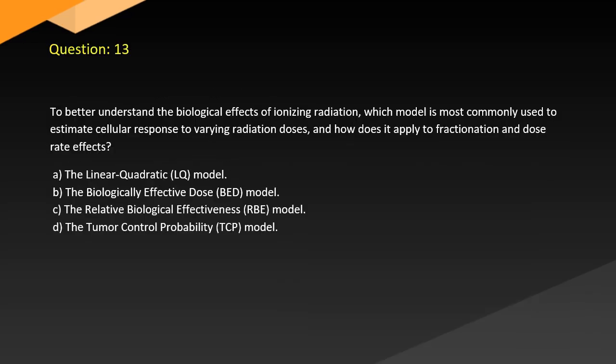Question 13. To better understand the biological effects of ionizing radiation, which model is most commonly used to estimate cellular response to varying radiation doses, and how does it apply to fractionation and dose rate effects? A. The linear quadratic, LQ, model. B. The biologically effective dose, BED, model. C. The relative biological effectiveness, RBE, model. D. The tumor control probability, TCP, model.